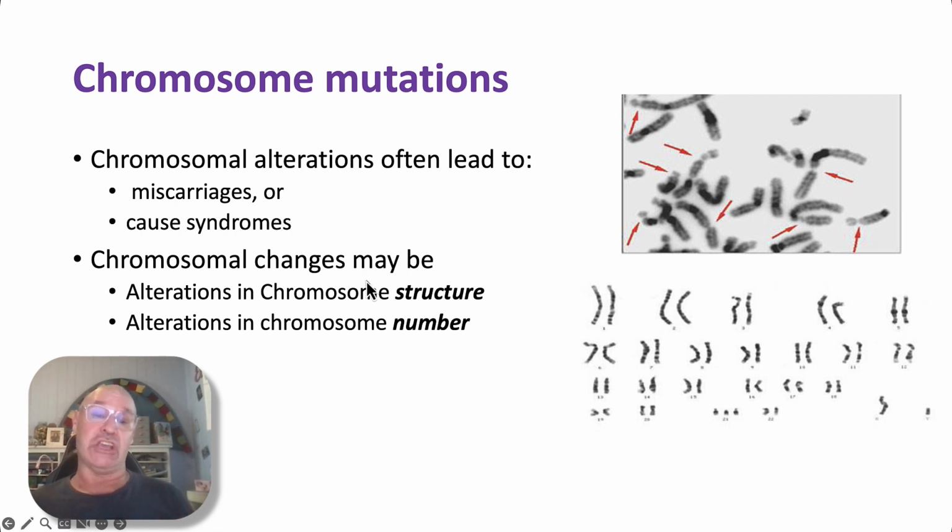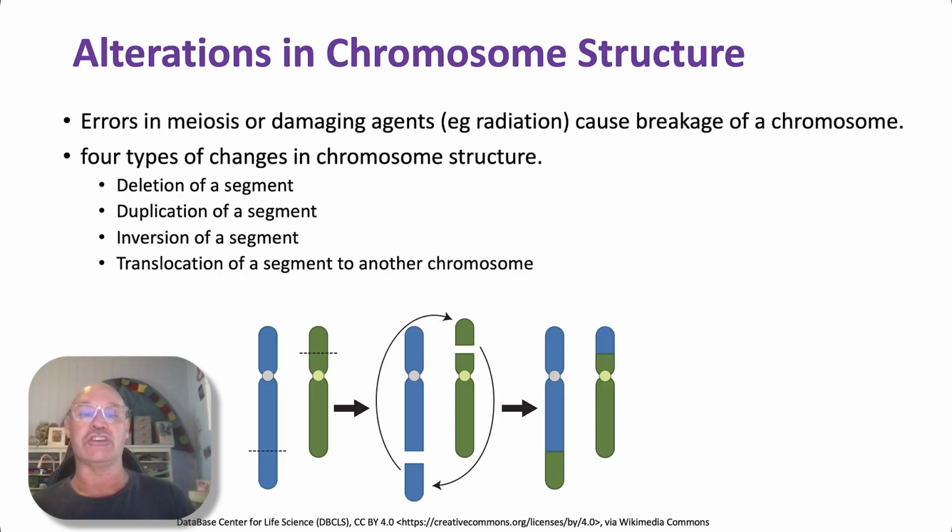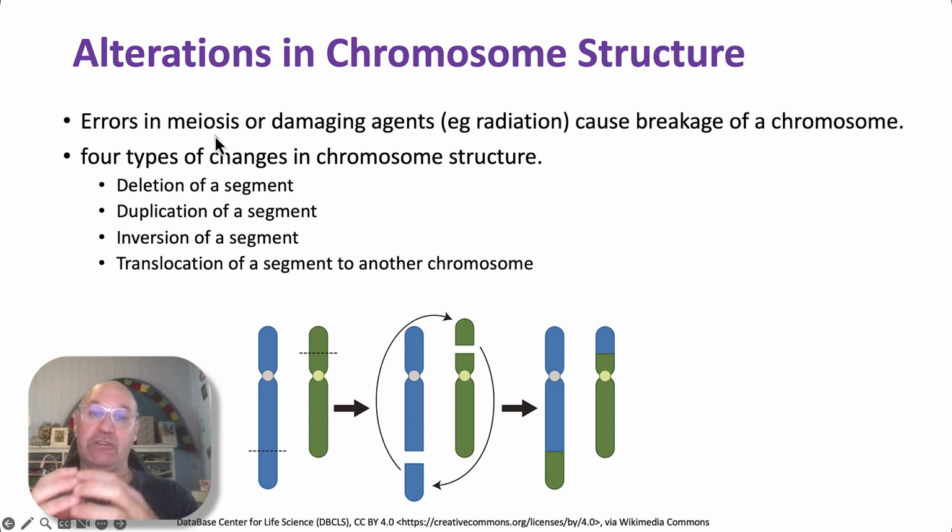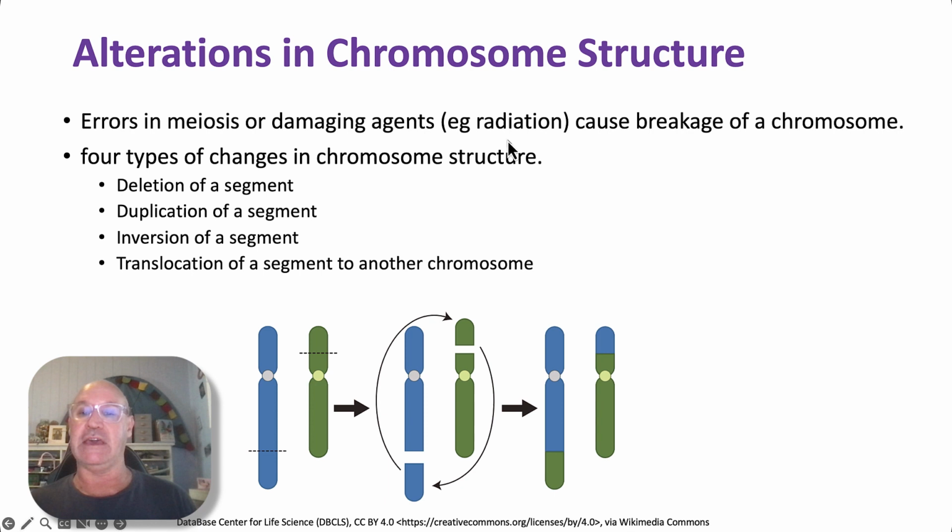Chromosomal damage or changes to the chromosomes can affect the structure of one or more chromosomes, and it can affect the number of chromosomes. Firstly, about the structure. If there's errors in meiosis or damaging agents, so remember, meiosis is the process of producing the gametes, it can actually cause breakage of a chromosome. And there's several different ways that this can occur. Deletion of a segment, duplication of a segment. So we're talking about a segment of a chromosome.